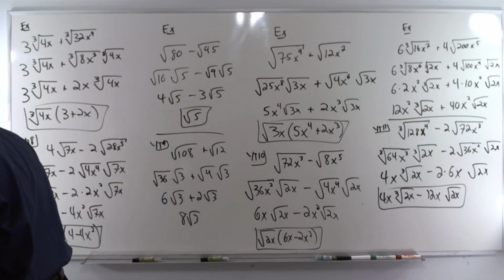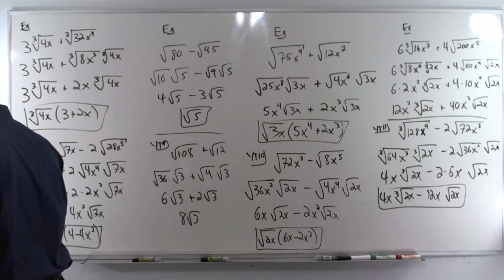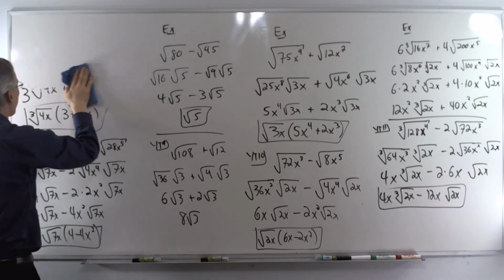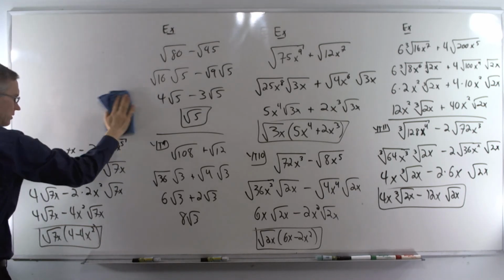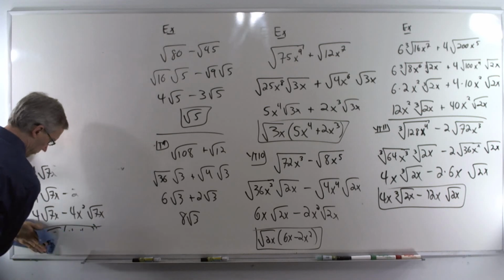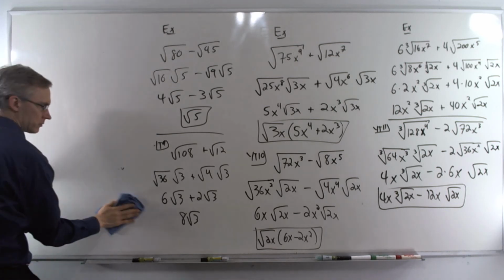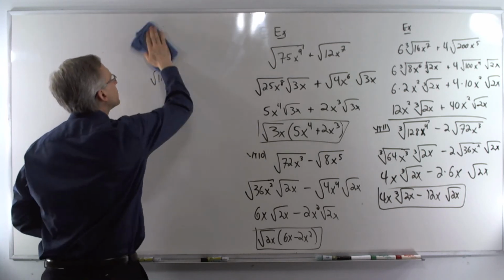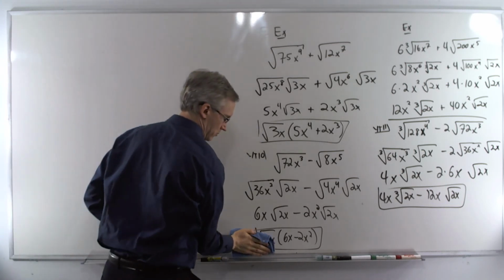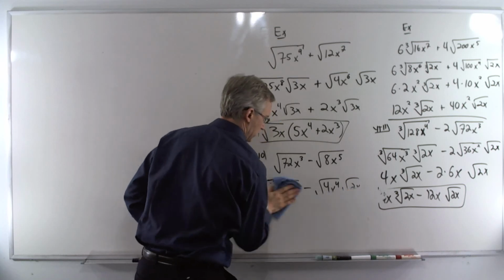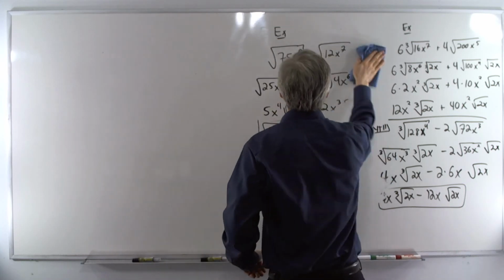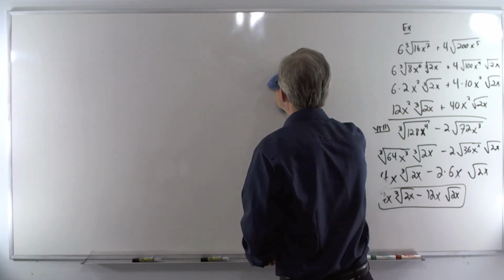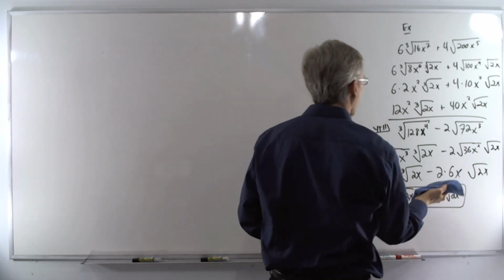Now we're looking at some expressions that contain fractions. And in order to be fully simplified, we cannot have any radicals in the denominator. So if we end up with a radical in the denominator, we're going to get rid of it through a process called rationalization.